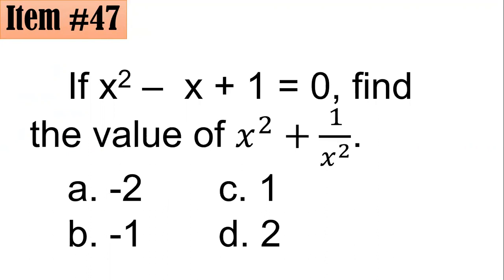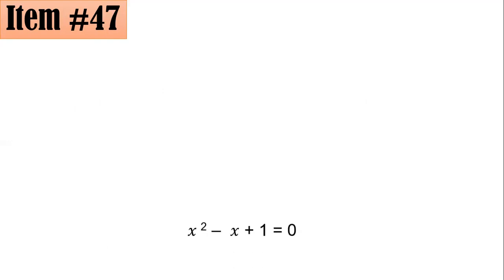47. If x squared minus x plus 1 equals 0, find the value of x squared plus 1 over x squared. Is it negative 2, negative 1, 1 or 2? Again, in this case, the usual tendency of many is to solve really for the value of x, then substitute. But that is not necessary actually. Why is that so? Because from this equation, what you need to do is add both sides by x, and you will have x squared plus 1 equals x.